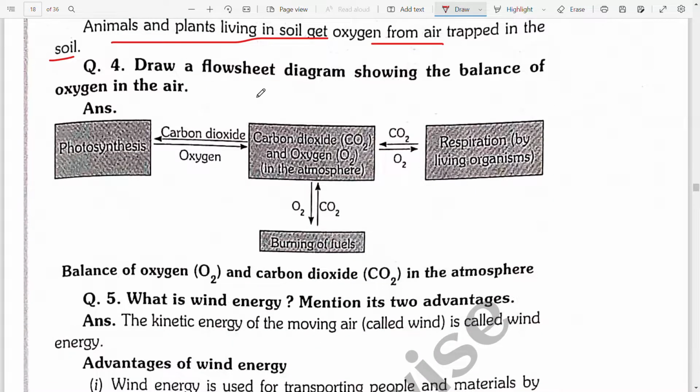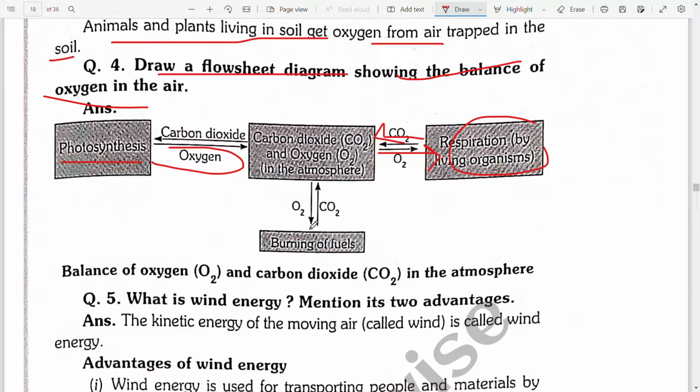Question number 4. Draw a flow sheet diagram showing the balance of oxygen in the air. ठीक है, answer is photosynthesis. In the process of photosynthesis, carbon dioxide is taken and oxygen is released. ठीक है, carbon dioxide and oxygen is taken from the atmosphere. In the process of respiration by living organisms, carbon dioxide is exhaled out and oxygen is inhaled.